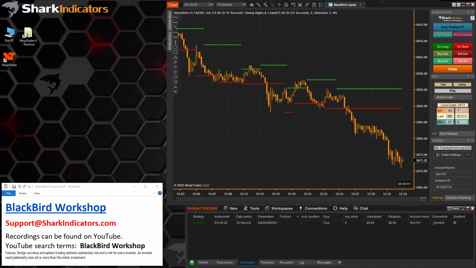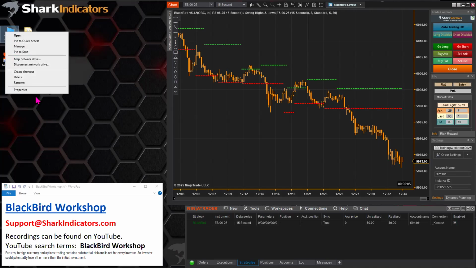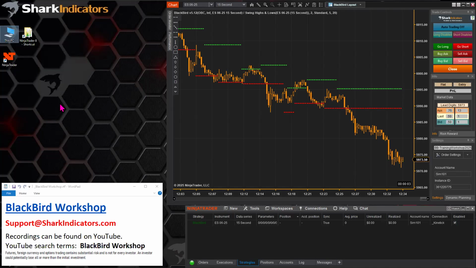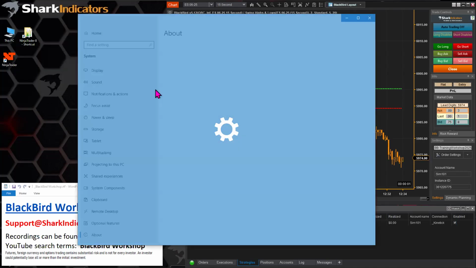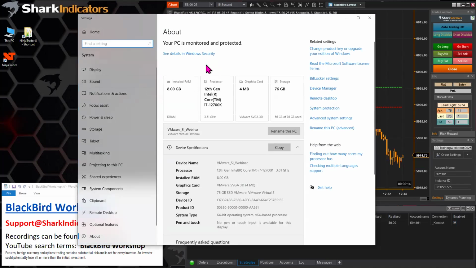I don't know. I haven't done benchmarking in like forever. But I can show you that I have an i7 that's a couple generations old already. When did I build my computer? I think I built it at the end of 21, 22. Yeah, something like that.